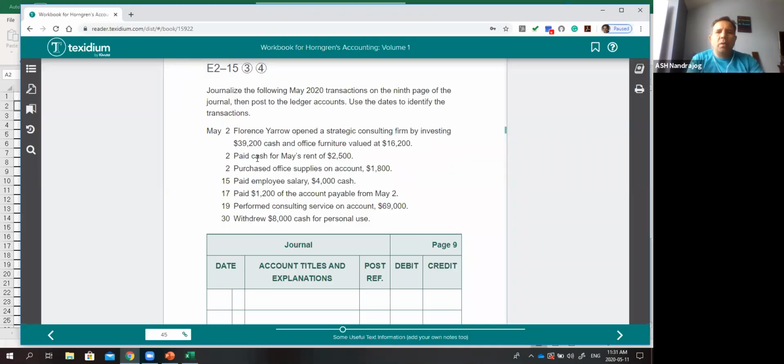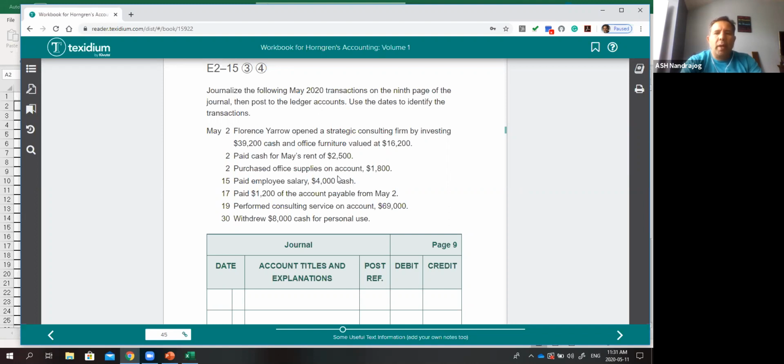On May 2nd, Florence Yarrow opened a strategic consulting firm by investing $39,200 cash and office furniture valued at $16,200. So let's analyze this statement. Florence Yarrow is opening a new consulting firm, so it's a brand new firm. And she's investing cash of $39,200. And she's also investing office furniture whose value is $16,200. So both these items would become assets of the company.